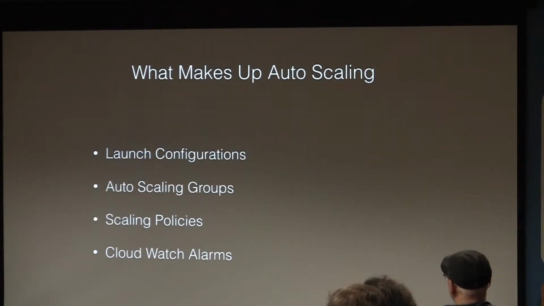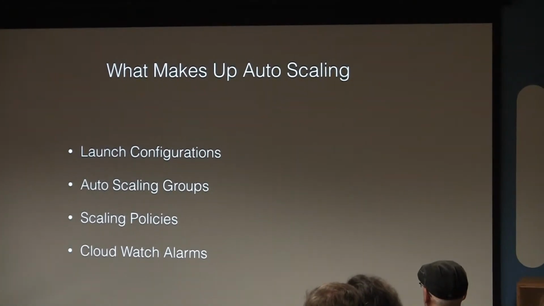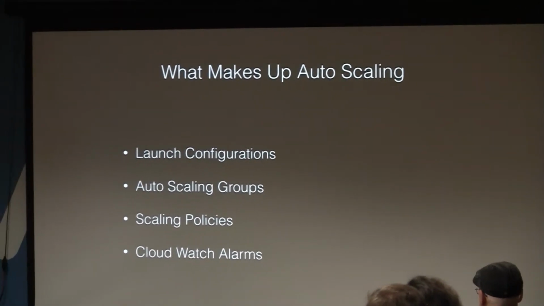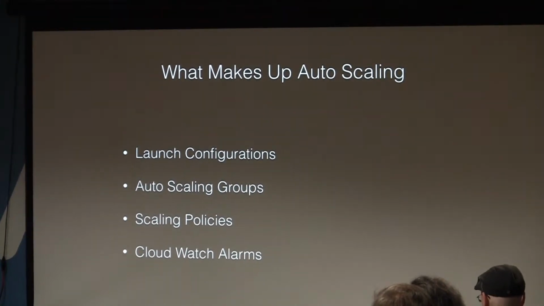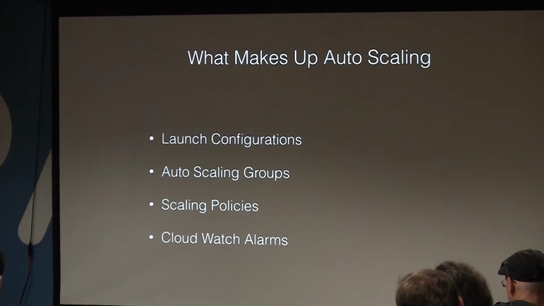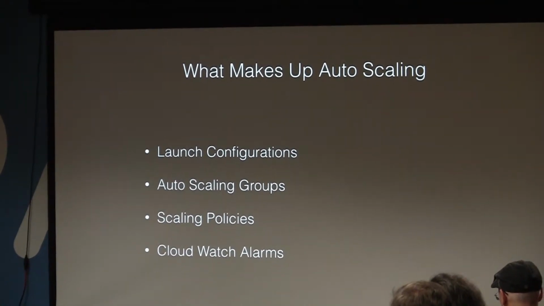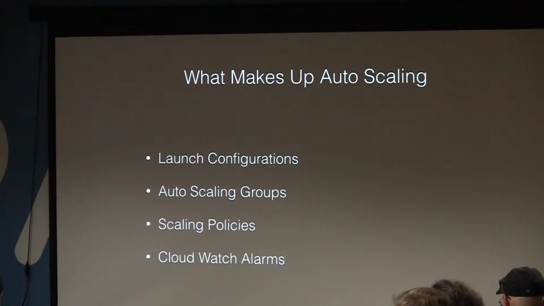So, what makes up autoscaling? Well, it's basically comprised of several different services that come together in concert to automatically adjust your environment to meet your needs. These are the four basic ones right here. There are some more that I'm glossing over, but fundamentally this is what you'll be using to set up the basic autoscaling group. So it's launch configurations, autoscaling groups, scaling policies, and CloudWatch Alarms. Let's look at each one of these in detail.